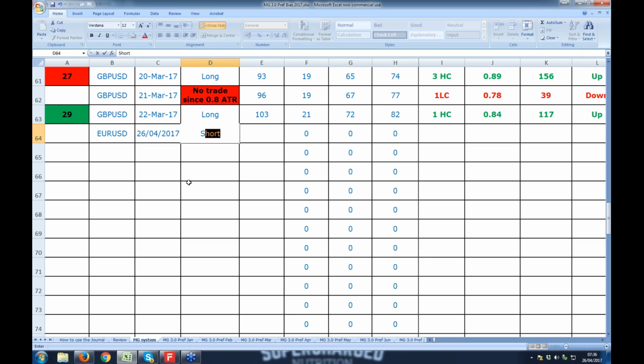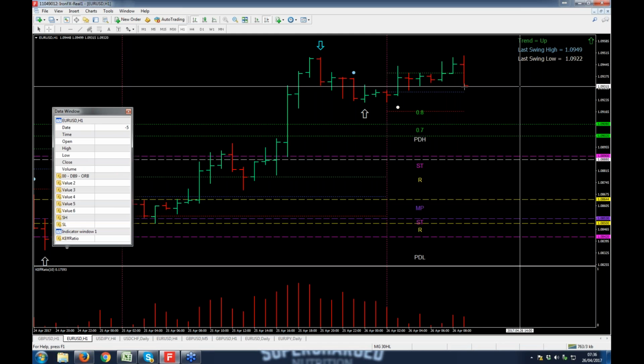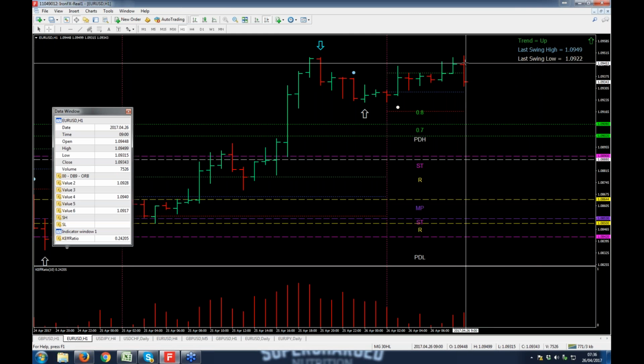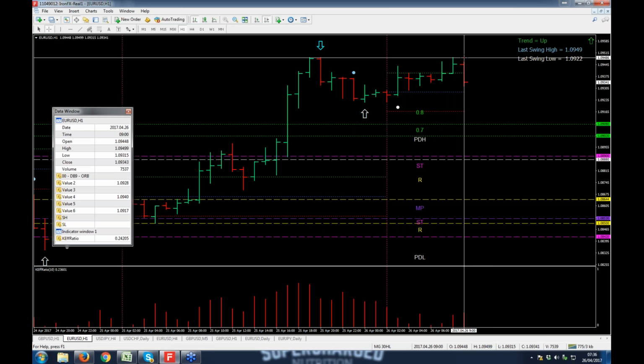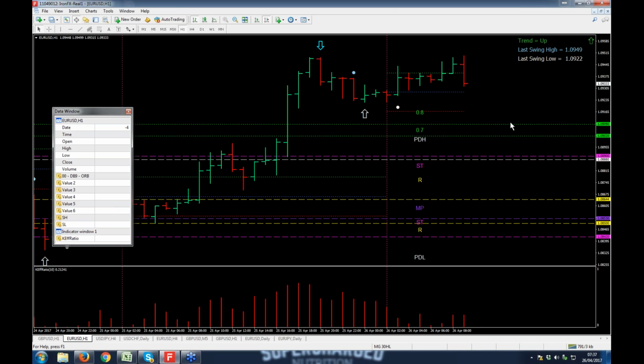Today, 26th of April 2017. The ATR 10, as I already said, is 79, which means that you've got a 55 pip ATR 0.7, and you've got a 63 pip ATR 0.8. Let's minimize this now. We can draw the ATRs on straight away. So really, from the high here, you've got 1.0950, I'm going to call it 10950. Take away 55 from that. It's going to give us the 0.7 ATR, 1.0895.